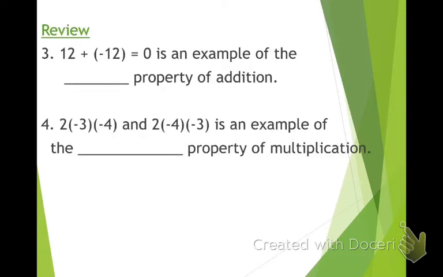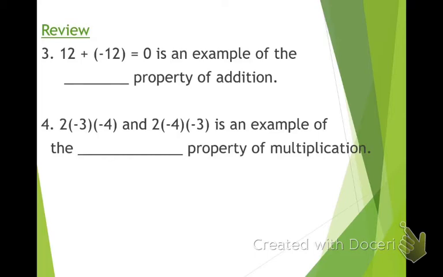All right, this next part is a review. We've got 12 plus negative 12 equals 0. 50 plus negative 50 equals 0. Here's a few other examples. 30 plus negative 30 equals 0. 20 plus negative 20 equals 0. That's a number and its opposite. A number and its opposite will always equal 0.